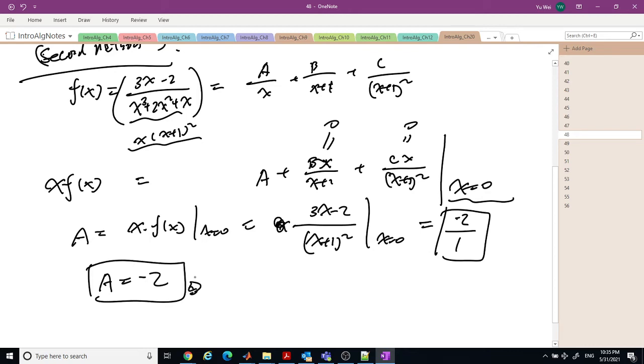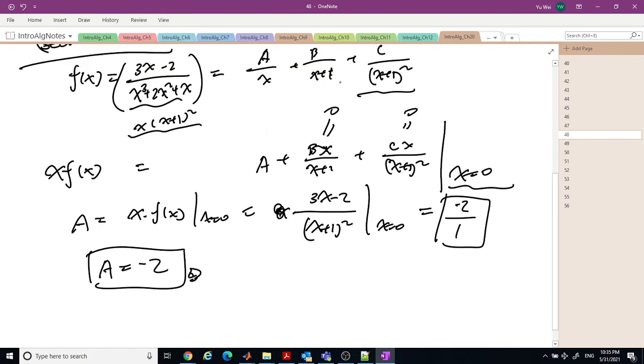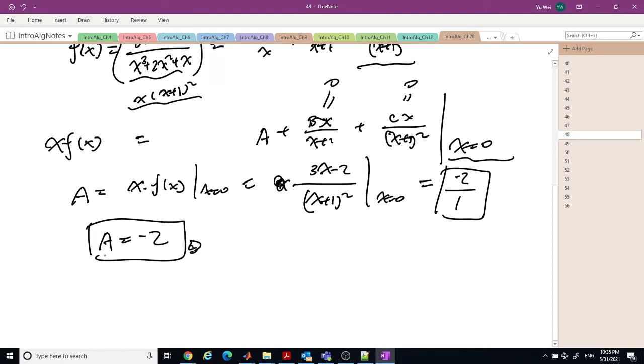Okay, now let's solve the c. C is simple, right? B is because when you multiply only by x plus 1, the x plus 1 is here in the denominator, so you cannot set x plus 1 to 0 because it becomes infinity. But c is easy. So x plus 1 squared times f(x) is equal to a times x plus 1 squared, right, over x, plus b times x plus 1, plus c.